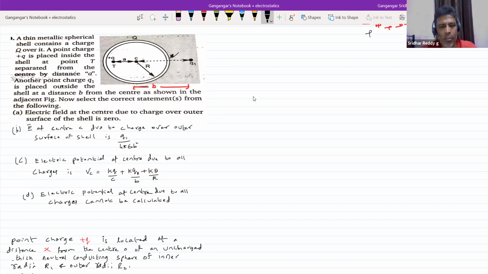Electric field at center due to charge on the outer surface of the shell is 0. Can we say anything about the electric field at the center due to charge on the outer surface of the shell? It will be non-zero, no? Because this will induce charge minus Q1, in a non-uniform distribution. Definitely the electric field at the point will be non-zero and we can't determine it. So this will be totally ruled out.